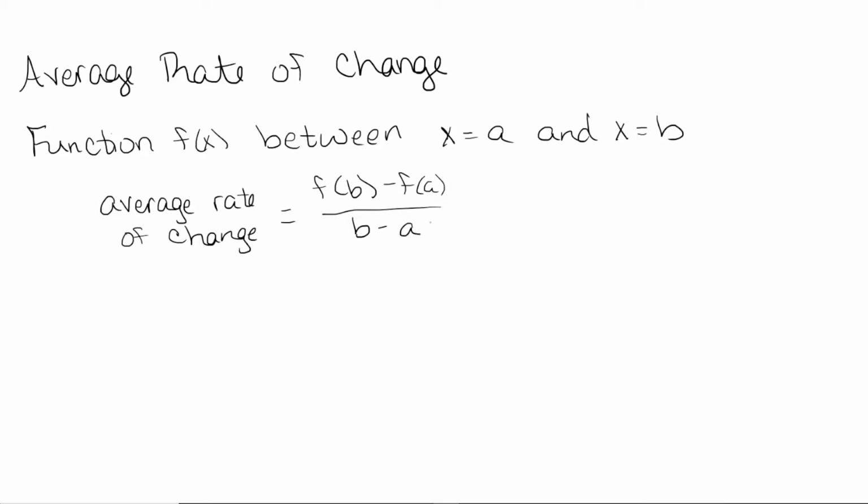This is very similar to slope. In fact, it's the slope of what's known as a secant line. If I were to pick 2 points on a function and draw a straight line between them, that's known as the secant line. And this average rate of change tells us the slope if we were to draw a line between those 2 points.